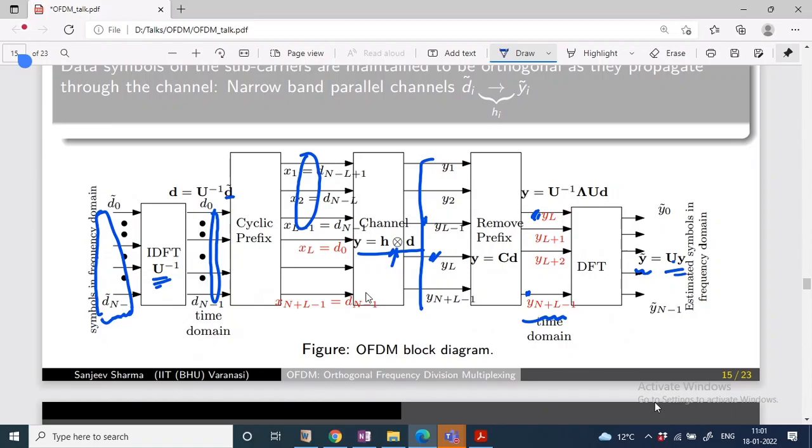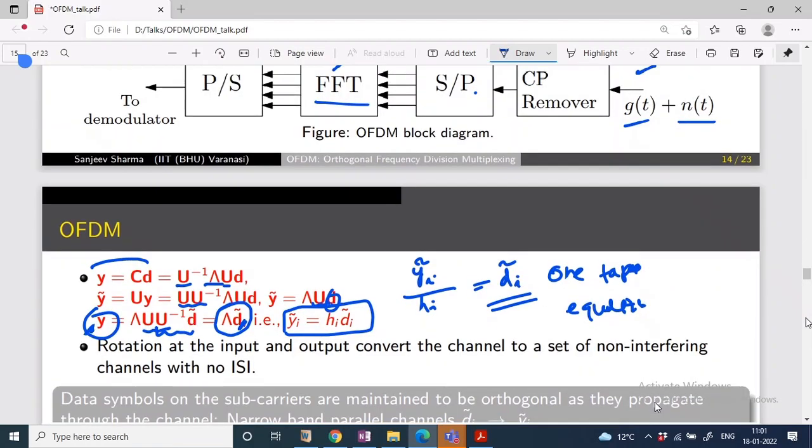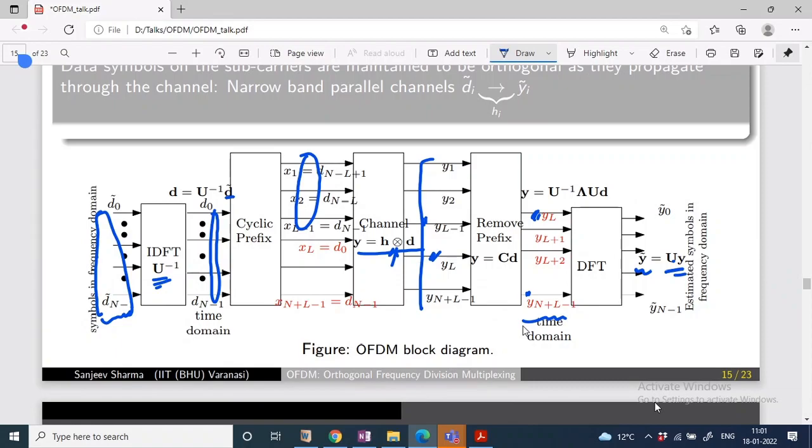So that is a fundamental of OFDM. Another, as I already told you, we put the cyclic prefix, the last L-1 data symbols, at the beginning of the frame, so that we can convert linear convolution to circular convolution.